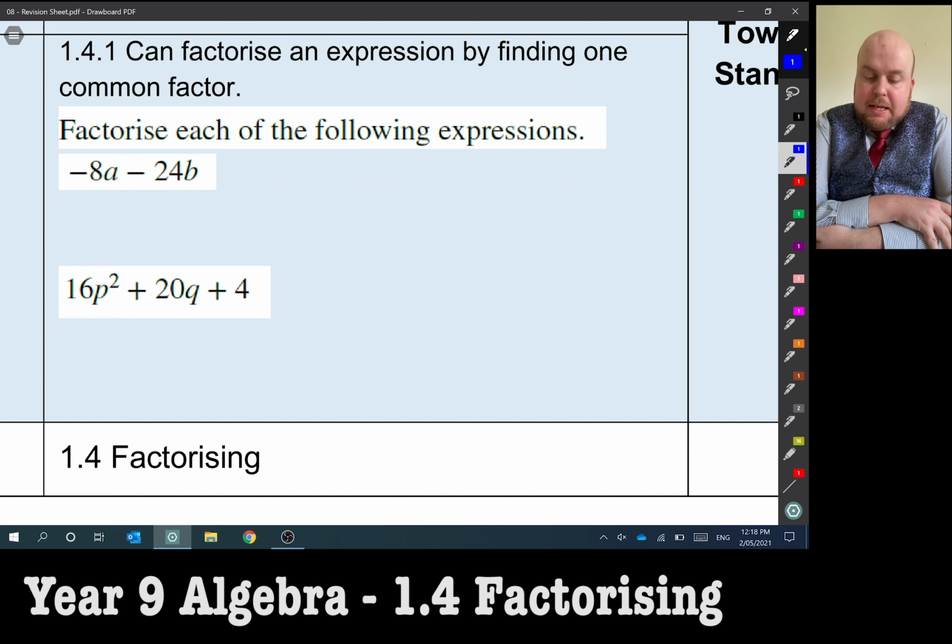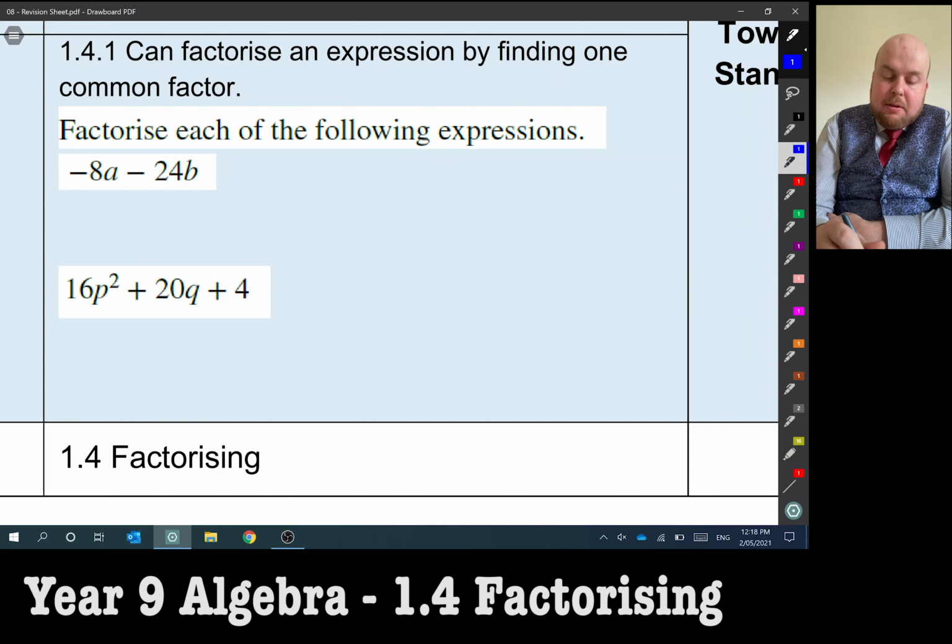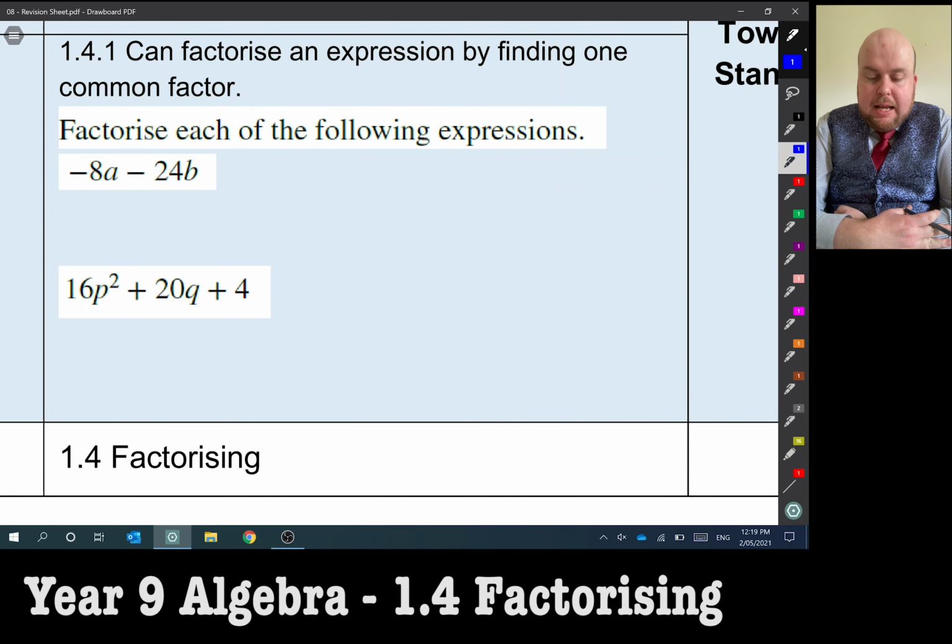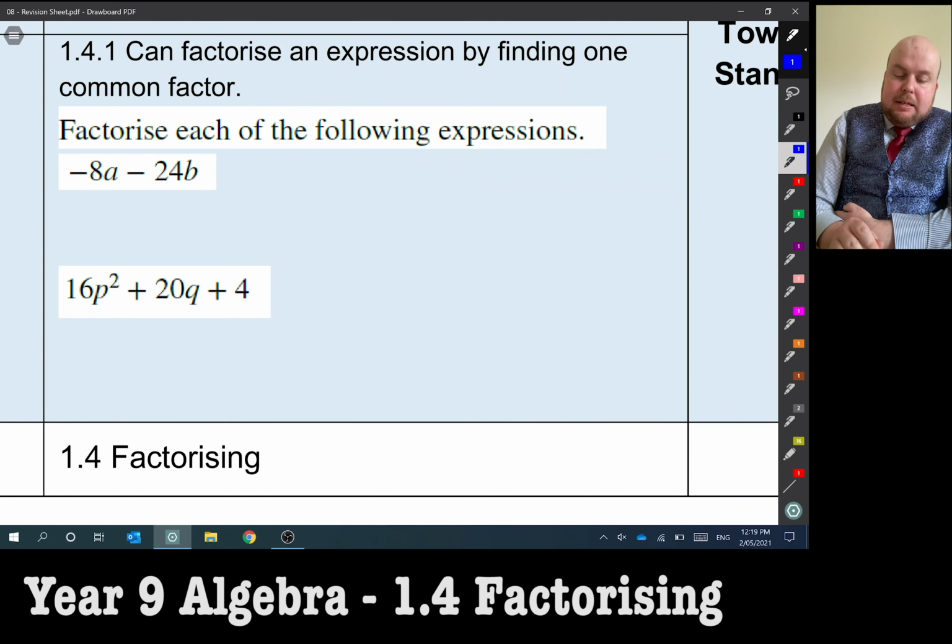So the first thing that we need to do is to find what's in common between negative 8a and negative 24b. One of the easiest things to do is to see if there's any letters in common. And there isn't any, so we won't be doing anything involving letters. We can see I've got an 8 and a 24. What's the biggest number that can fit into 8 and 24?